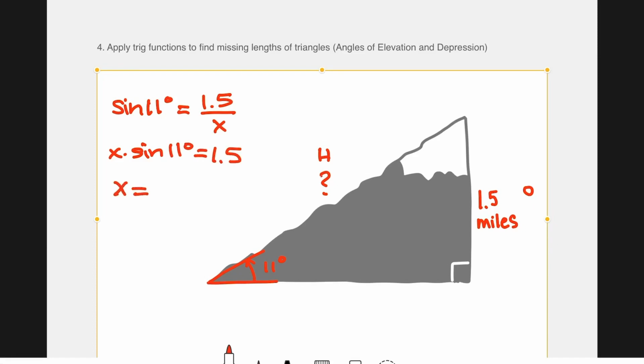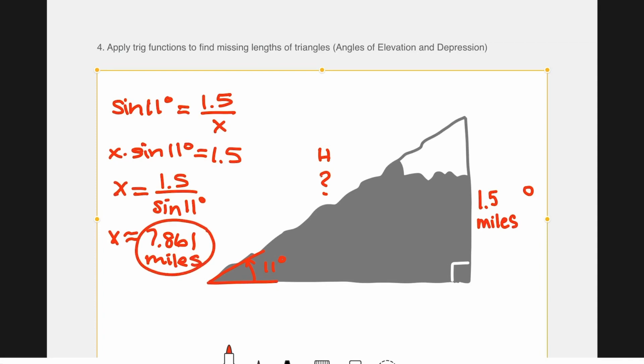So to solve this one, you would type in 1.5 divided by sine of 11 degrees. Make sure that your calculator is in which mode? 11 degree mode. You want to be in degree mode. And I'm getting about 7.861 miles all the way to the top of that mountain.